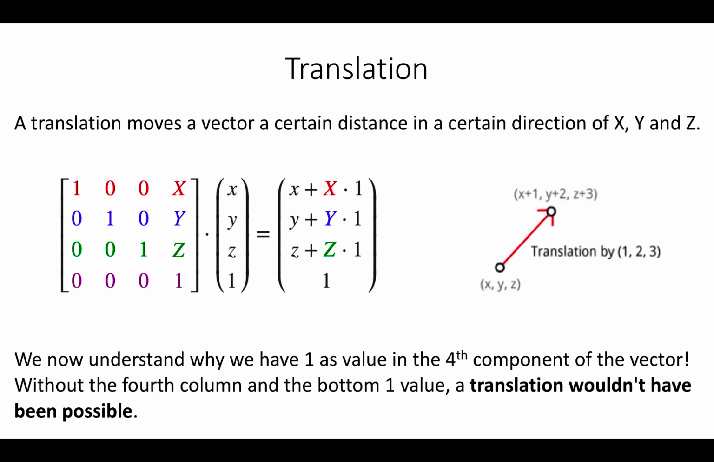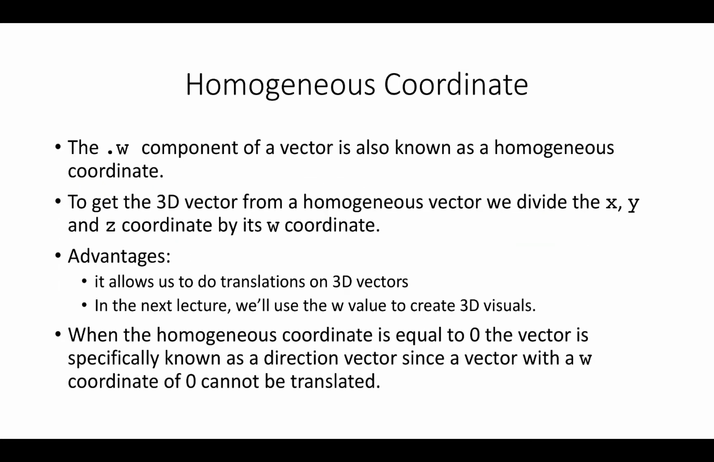If we represent the translation vector as tx, ty, and tz, we can define the translation matrix as in this slide. This works because all the translation values are multiplied by the vector's w component. This wouldn't have been possible with a 3x3 matrix. The W component of a vector is also known as the homogeneous coordinate. To get the 3D vector from a homogeneous vector, we divide the x, y, and z coordinates by its W coordinate. We usually do not notice this since the W component is 1 most of the time.